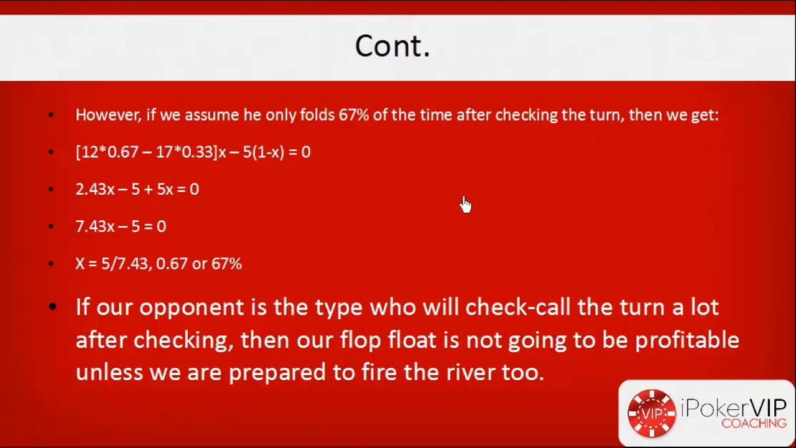Whereas if he's not folding most of the time after checking the turn, you're not only risking that 5, but you're risking the 12 that you bet the flop with. So it becomes much more difficult to make profit by floating if you're against an opponent who's going to check call or check raise the turn and force you to fold your hand, or force you to put more money in trying to win the pot. So basically the way that you want to counter floating is by looking to check raise and check call more turns, rather than just barreling or check folding, because that's going to make you really easy to play against.